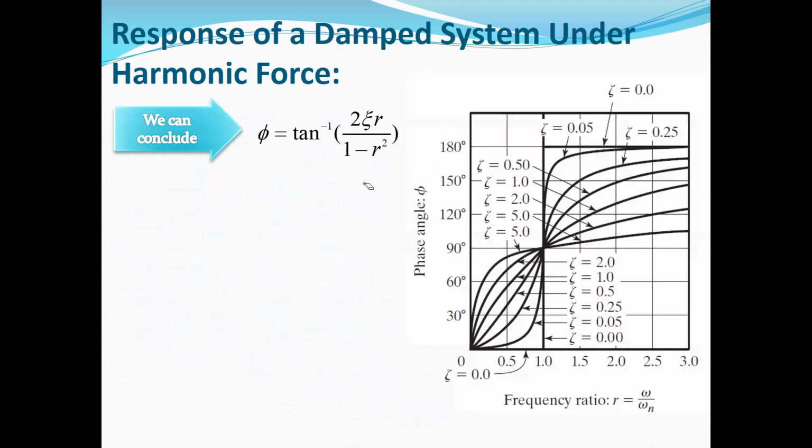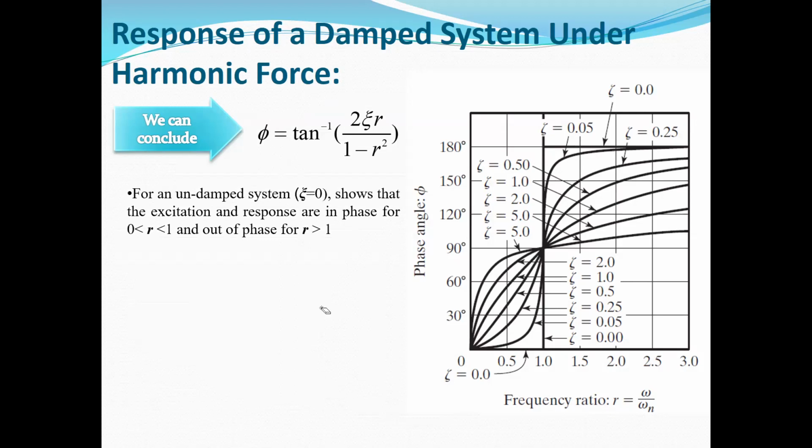Okay, here, if you plot the phase angle phi versus the frequency ratio, here you can see this is the frequency ratio, omega divided by omega n. And also we have plotted this curve for different values of damping ratio. Psi is the damping ratio. Here you can see on this line psi is 0, or this line.